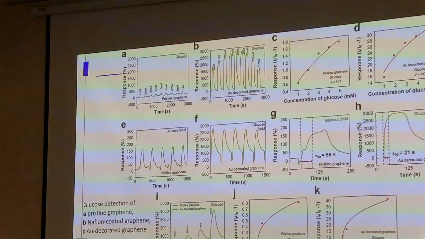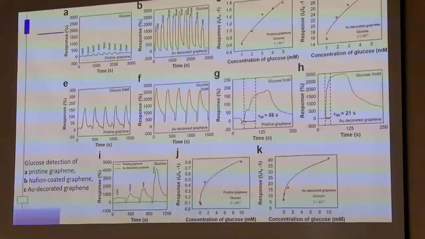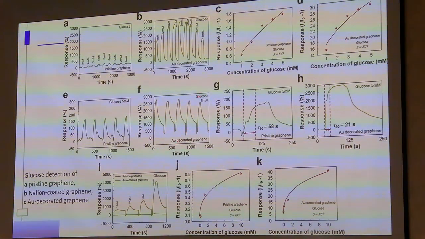And the results were very, very surprising. You see for the pristine graphene there is a very, very small change in response. But Au decorated graphene has at least 2,500 percent for glucose. So that's a huge sensing behavior. And when we compare these three graphene types, pristine and this gold Au decorated, again the Au decorated has a really very high signal.